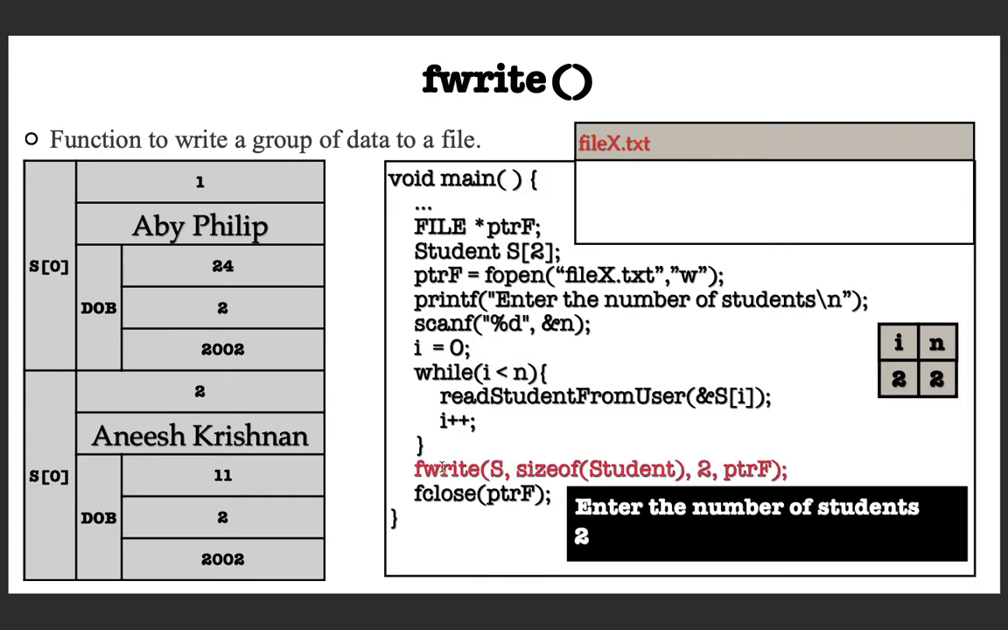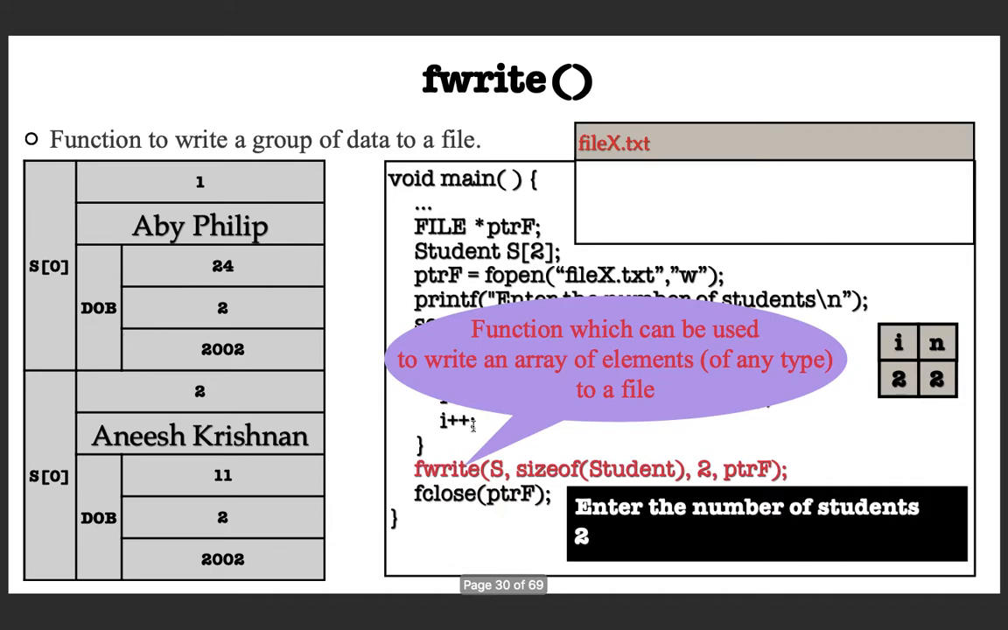It's coming to this statement, and that is the topic for today, fwrite. So what is this? It's a function which can be used to write an array of elements of any type. Here student type, it could be any type, array of integers, array of students, array of points in two-dimensional plane, or whatever. You can write an array of elements as a single entity to the file.